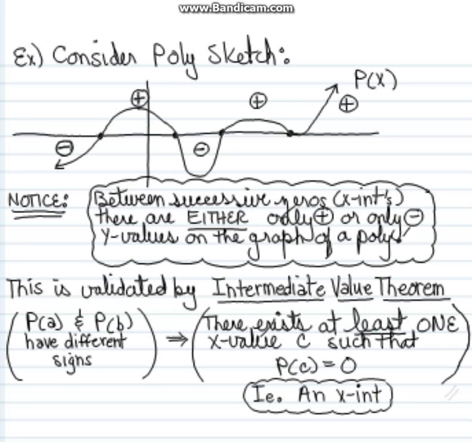So if you have y partners that are negative and then y partners that are positive, different signs, somewhere in between on the x-axis, somewhere in between a and b, you're going to cross the x-axis. So you're going to have a root c, in other words, an x-intercept. That's validated by the intermediate value theorem.